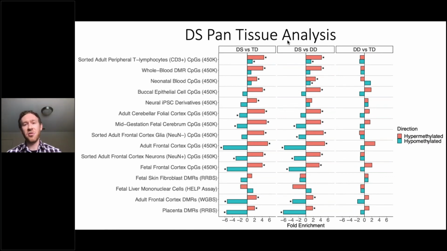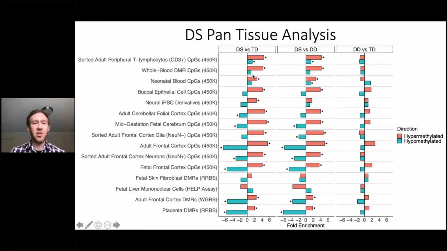Next, I performed my own Down syndrome pan tissue analysis and leveraged a bunch of the 450K studies. So what I did is I extracted the CpG sites that were significant from a lot of these studies, typically 450K, but also some of the other reduced representation methods, as well as our previous study of the adult frontal cortex. So I compared to the enrichments based in other studies, so what they found to be different between Down syndrome control and their respective tissue, and saw how well my DMRs would overlap. And I also split them by hypermethylated, which is in red, as well as hypomethylated in blue. And you can see each facet represents a different contrast for Down syndrome versus typical development versus developmental delay, as well as our sanity check of DD versus TD.